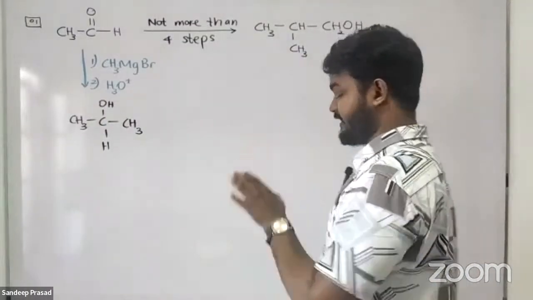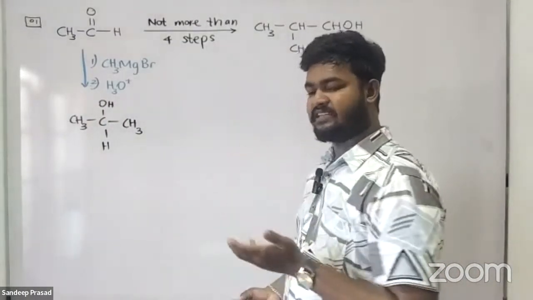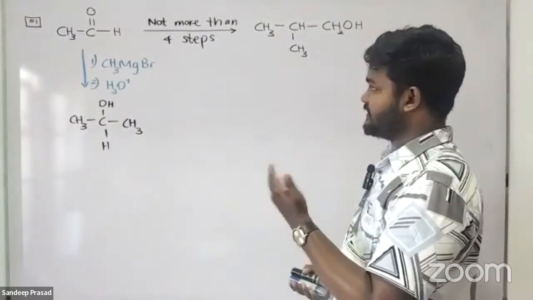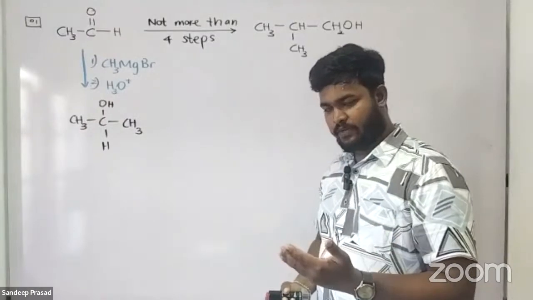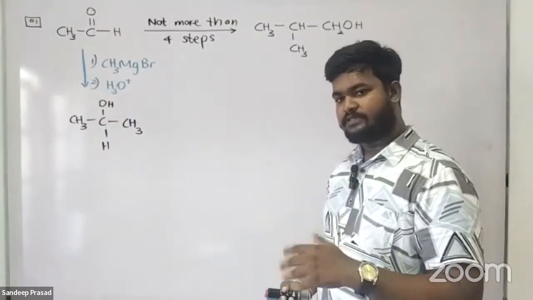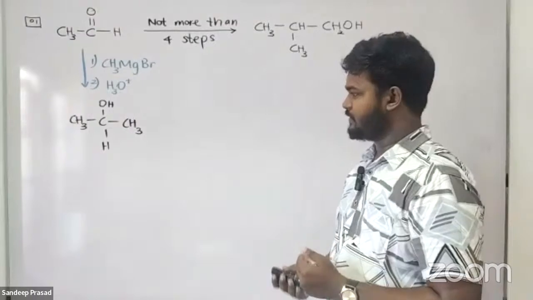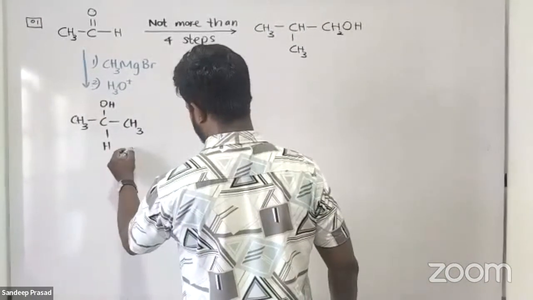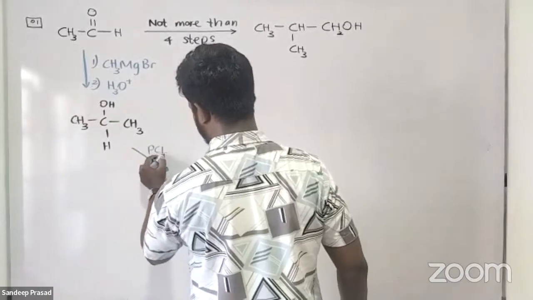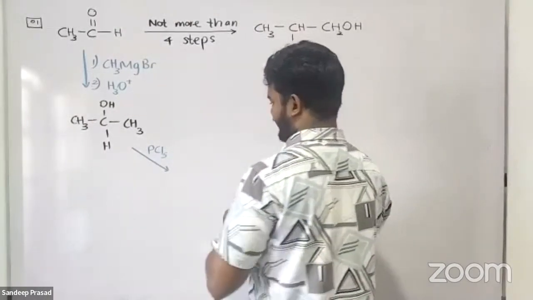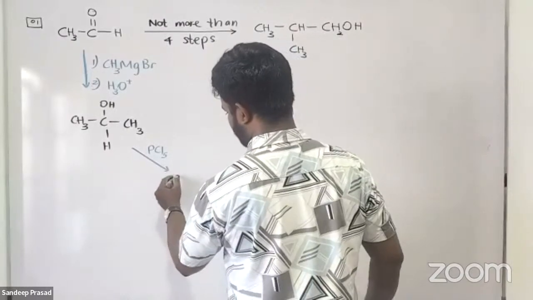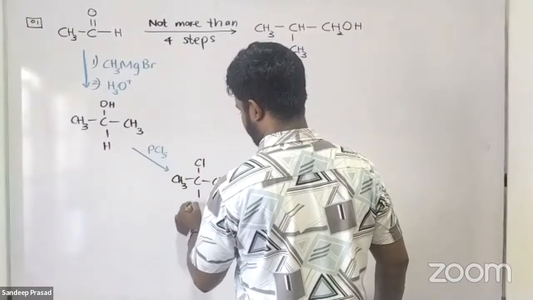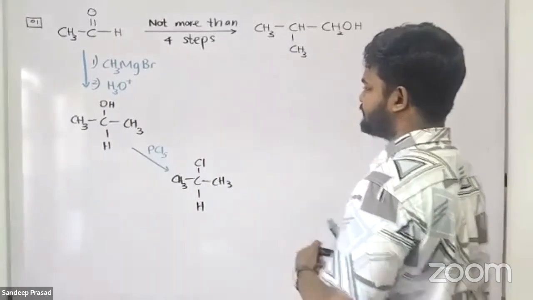We have only learned 3 reactions up to now. Using only these 3 reactions, we have to do this conversion. Later, we are going to do these conversions in different ways, in different parts, by reducing the number of steps. Now, we can use PCl5 to convert this into an alkyl halide: CH3, CCl, CH3, and H here.